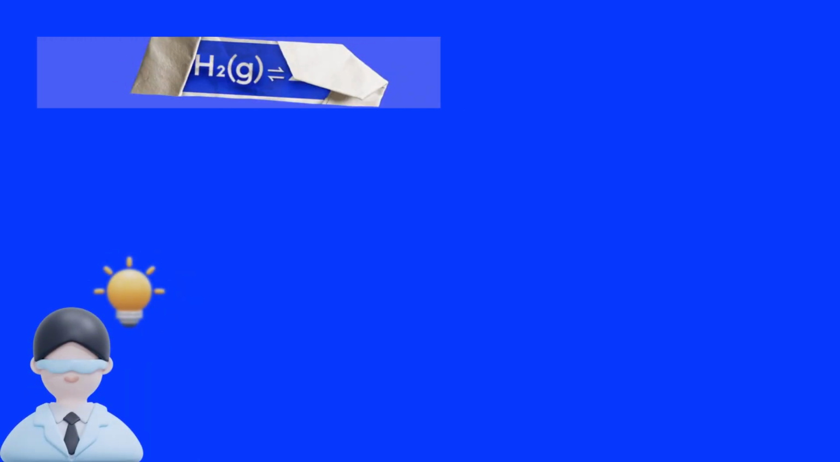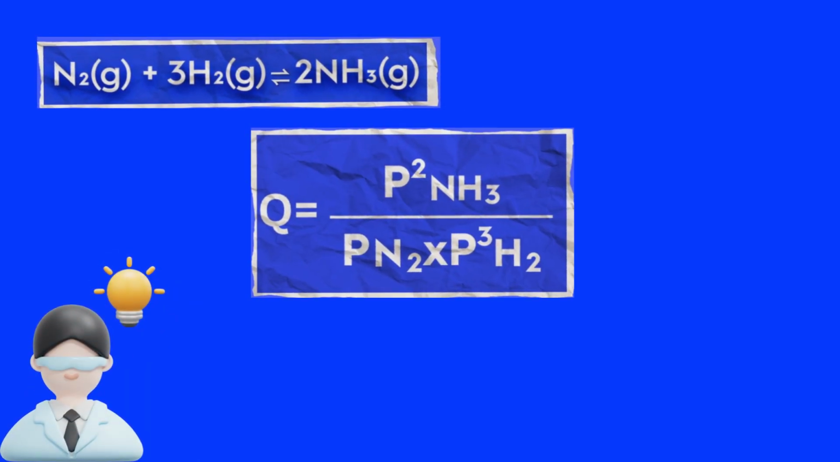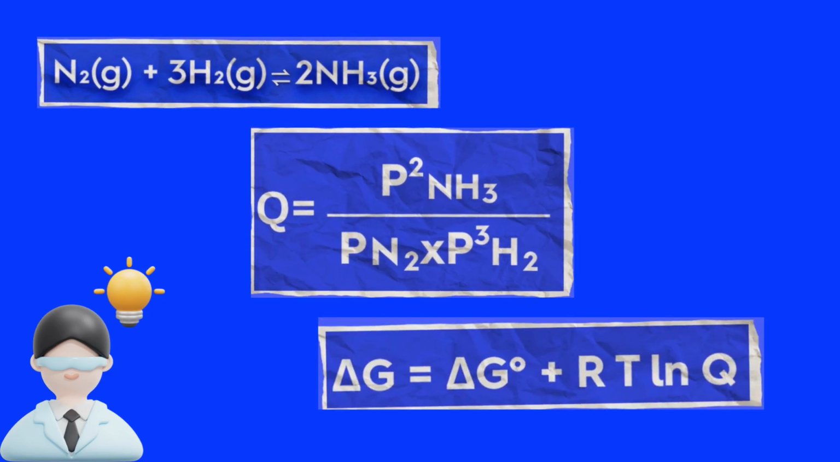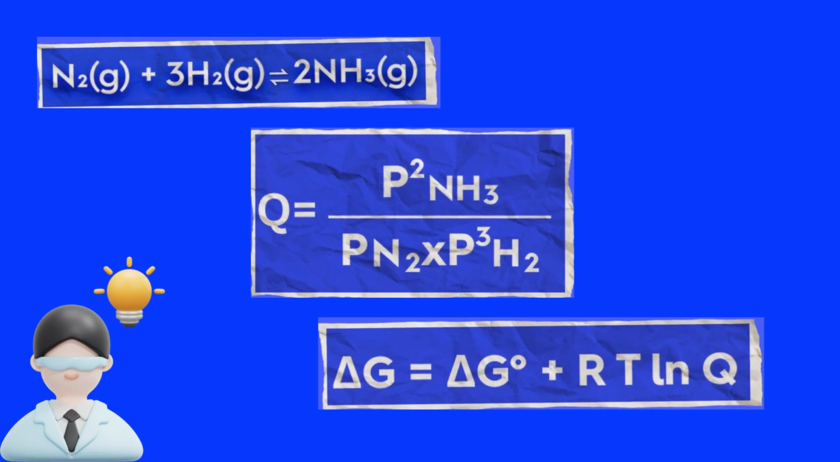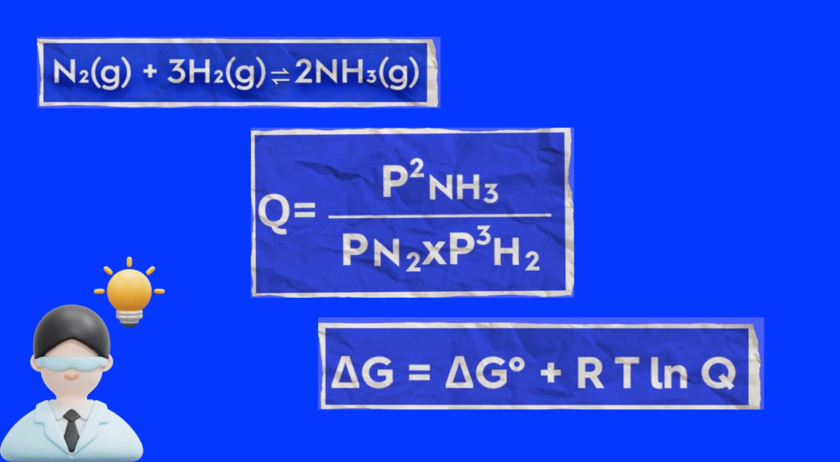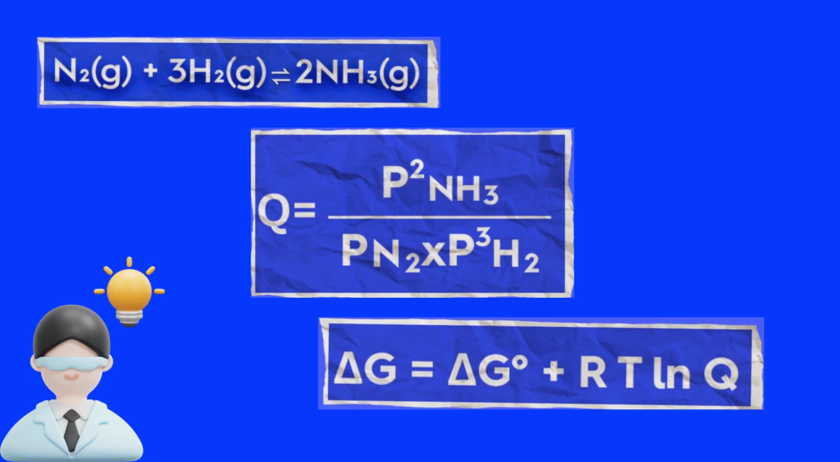So far, we have the pressure link, how to build Q from gas pressures, and why delta G equals delta G naught plus RT times natural log of Q can make a reaction more or less spontaneous.